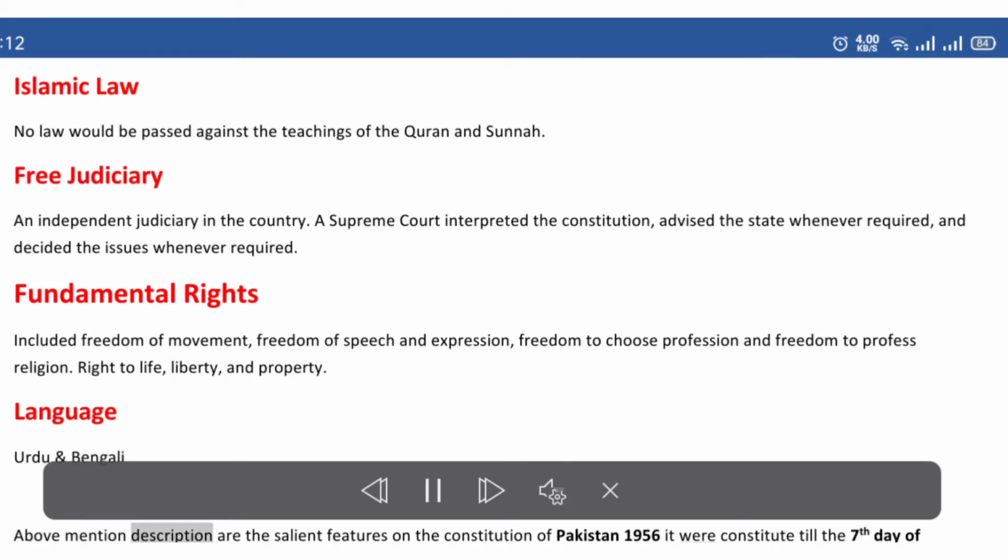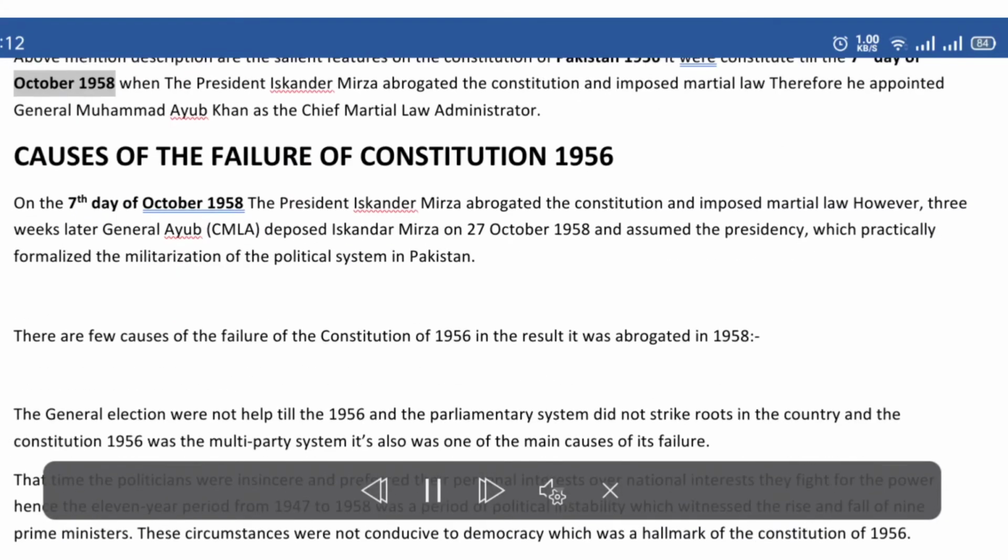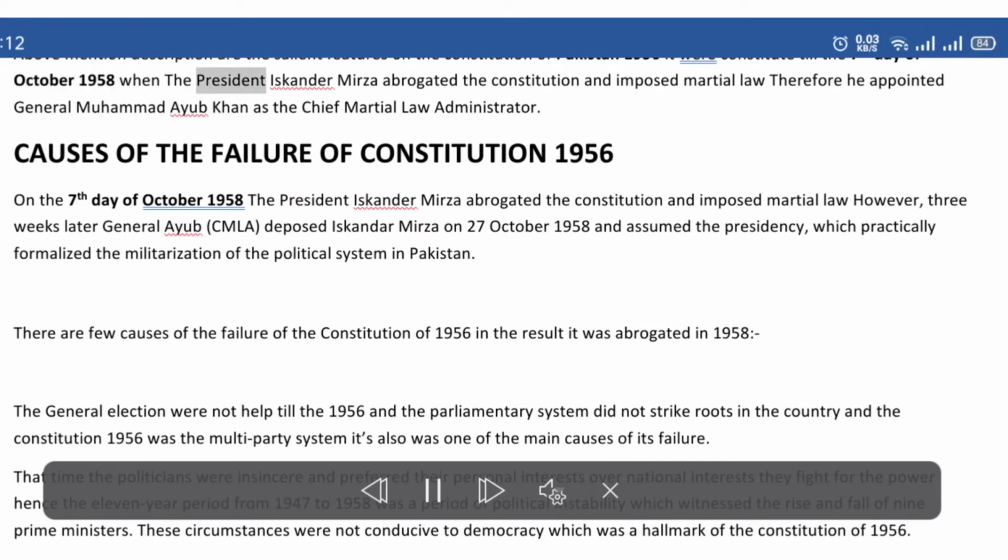The above-mentioned descriptions are the salient features of the Constitution of Pakistan 1956. It continued until the 7th day of October 1958, when President Iskandar Mirza abrogated the Constitution and imposed martial law. Therefore, he appointed General Muhammad Ayub Khan as the Chief Martial Law Administrator.